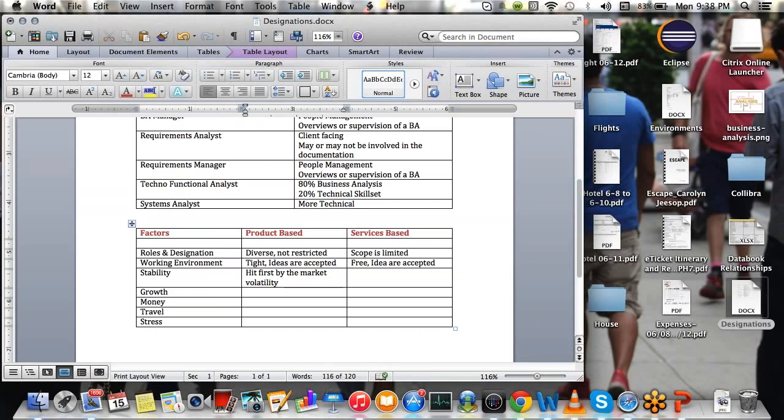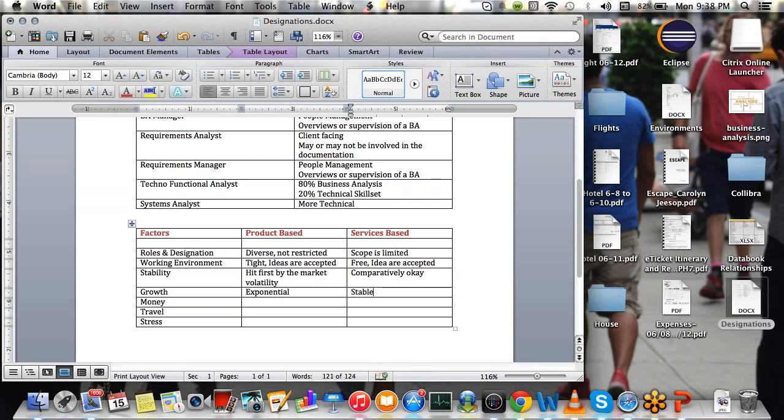So I won't say it is too bad or too great, but product-based firms are hit first by the market based on how it is, whereas services-based firms are comparatively okay. Now, on growth: you have an opportunity to explore more. The growth is always exponential in product-based firms, whereas in services-based firms it is a little more stable.